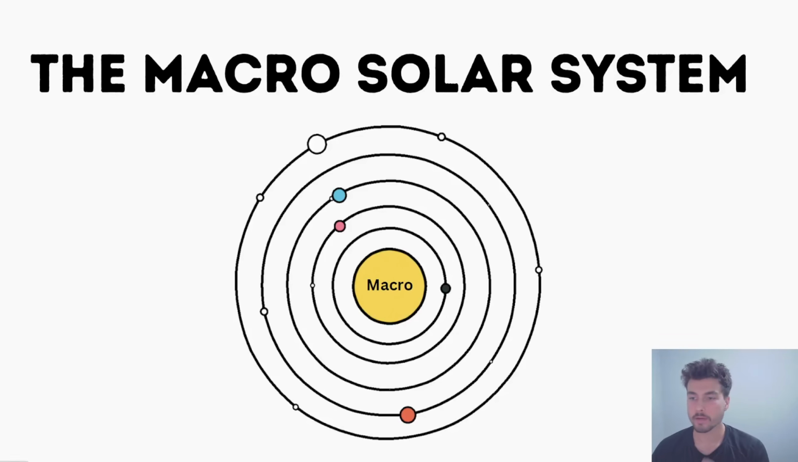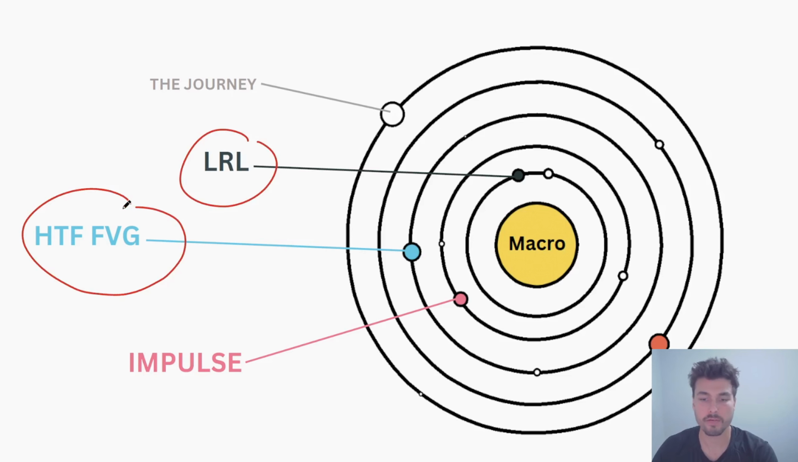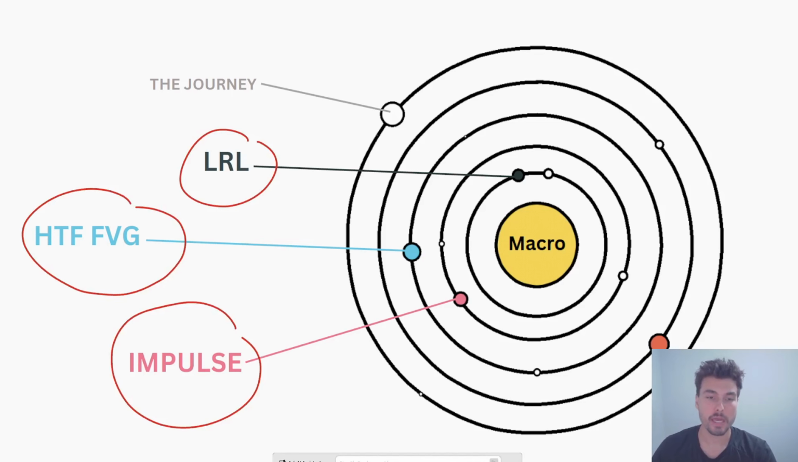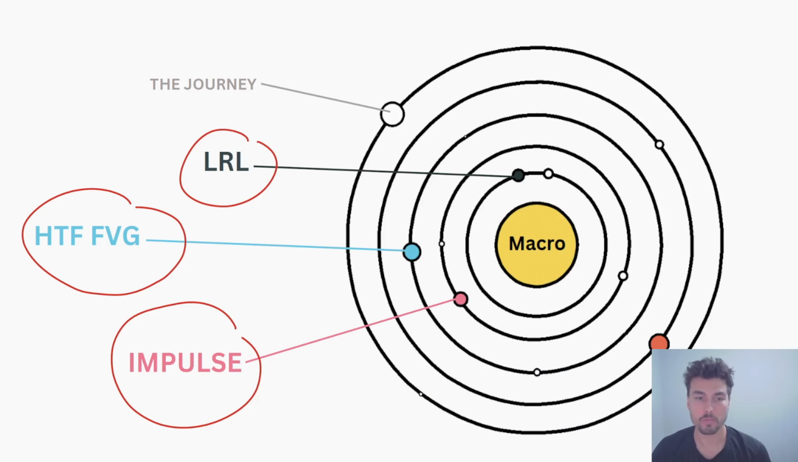You might be sitting here and saying, Ruben, what is the macro solar system? The sun is in the center, but all these other things here are key elements that make my strategy profitable. Today we're going to focus on a few things: low resistance liquidity, high time frame fair value gaps, impulse, and the last thing is going to be inverse fair value gaps, because these things govern my macro model. And these are the things that make it high probability. It's as simple as that.